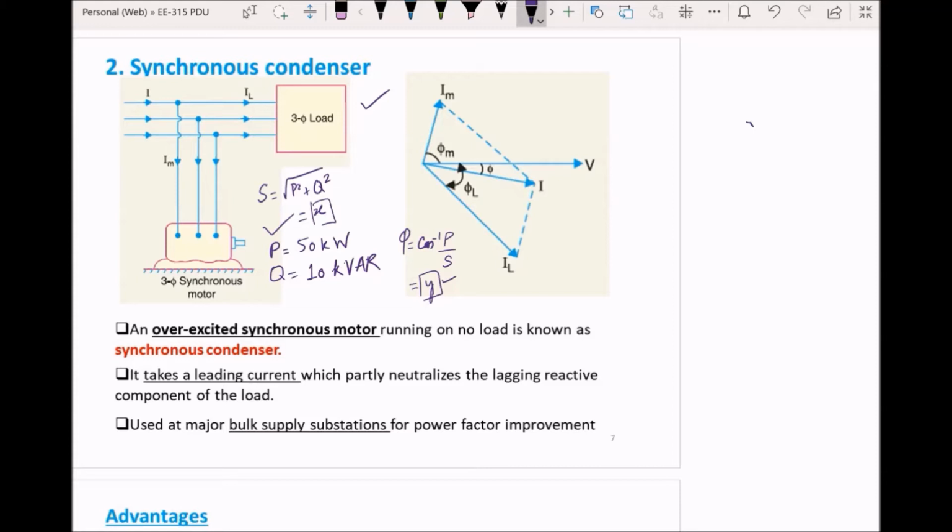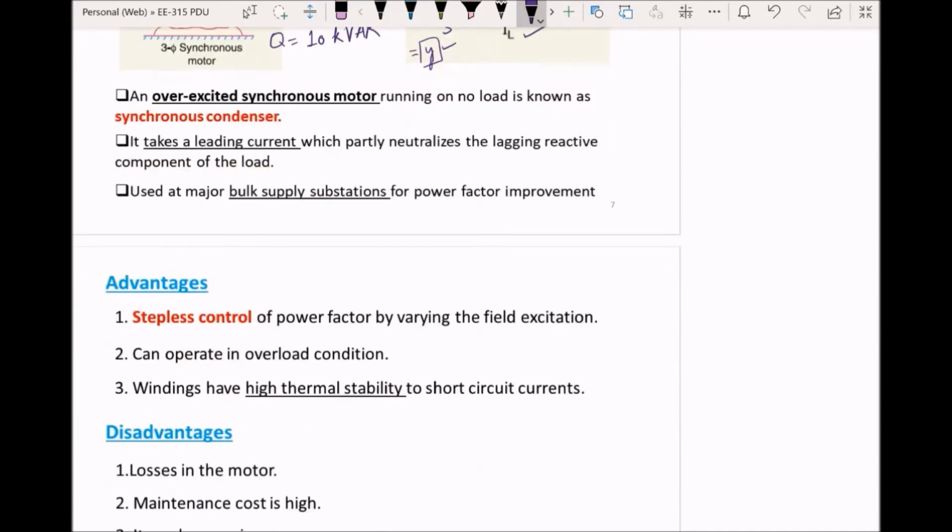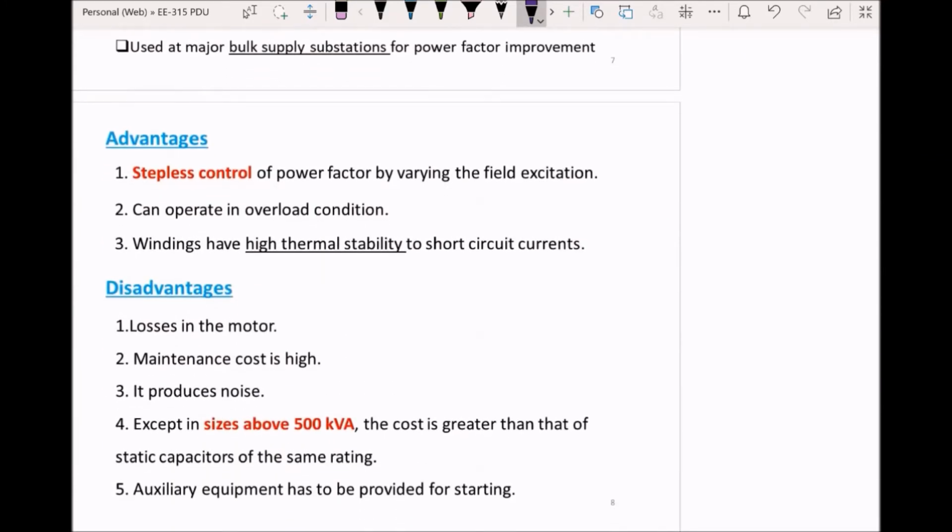If we look at the figure on the right side, IL is the load current drawn, whereas IM is the leading current drawn by the synchronous condenser, and I is the phasor sum of IL and IM, and this is the corrected or the compensated current.